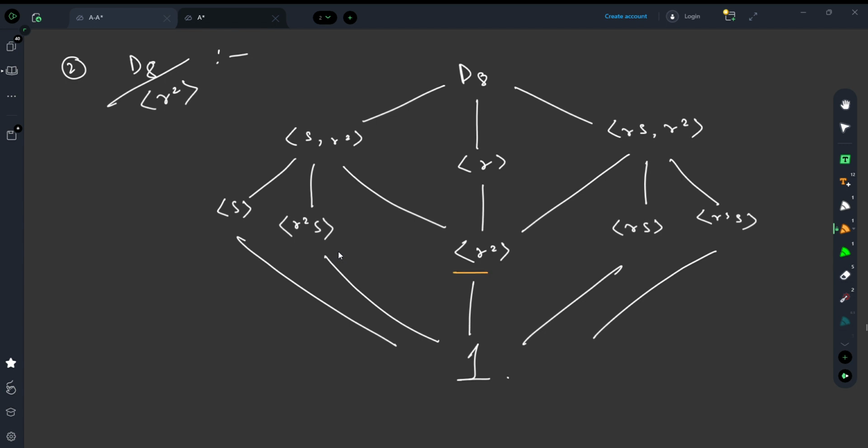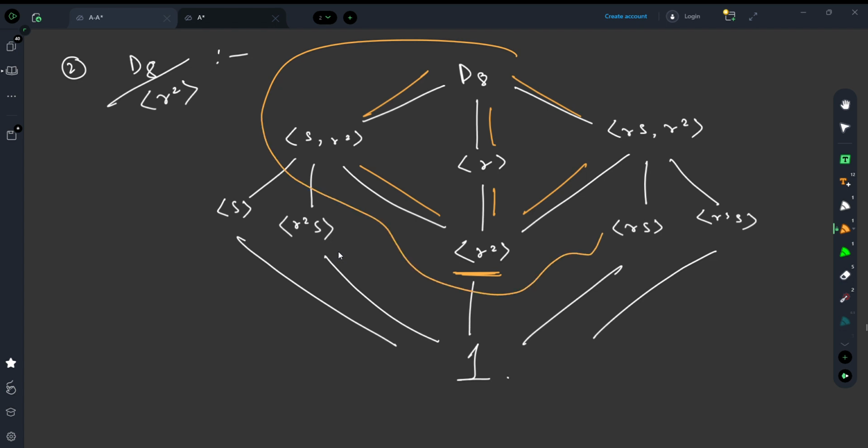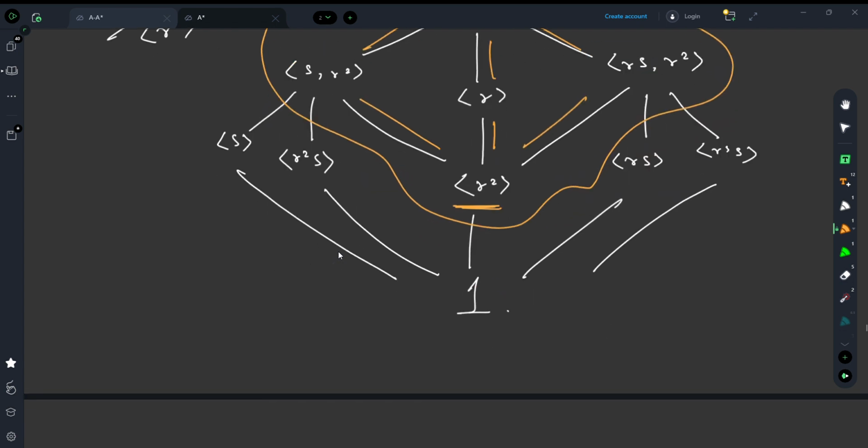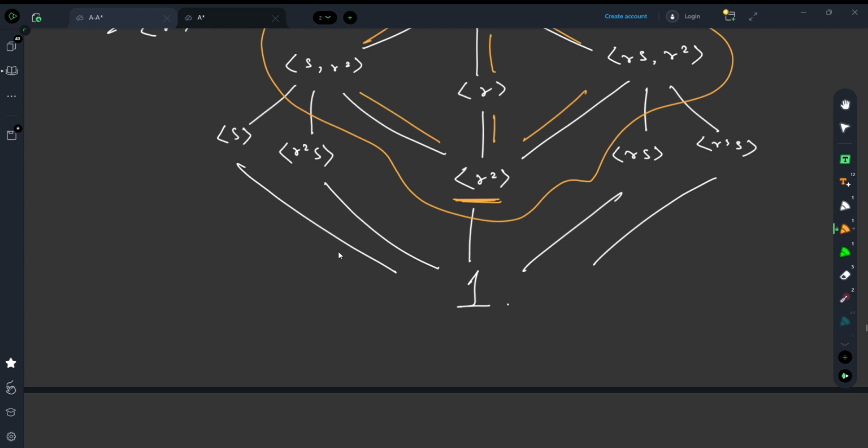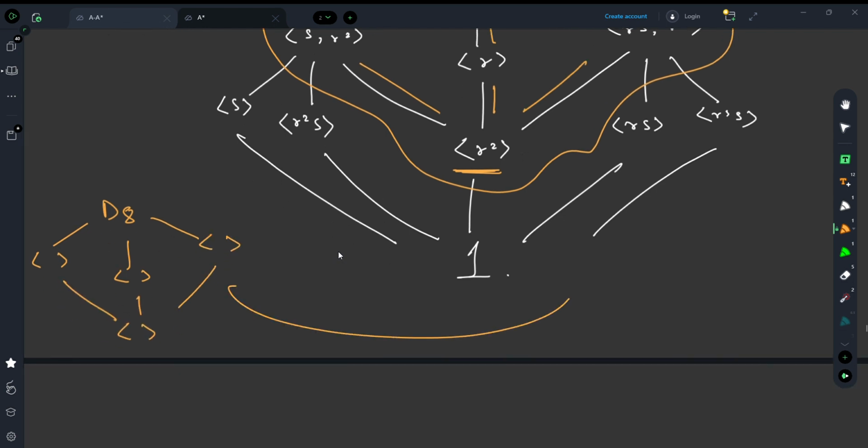But here you have D8 mod R squared, so we need to restrict this to identity and read off the lattice from the subgroup generated by R squared. So this should be this part only, right? That is this part. Observe that the lattice is then coming out to be somewhat of this form, right? So there is a generated group here, some generated group here, and some generated group here. But again, observe that this is equivalent to the lattice structure of Q8 mod -1.